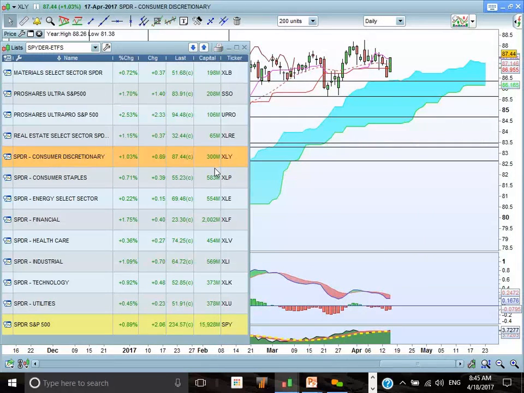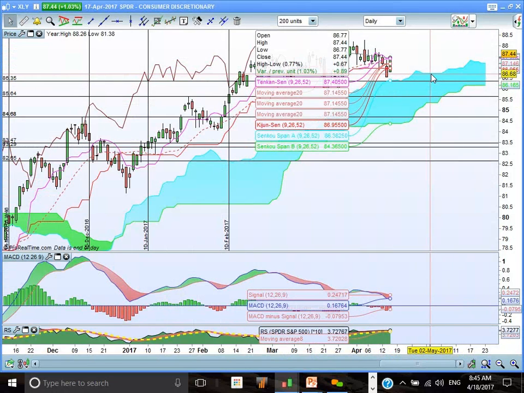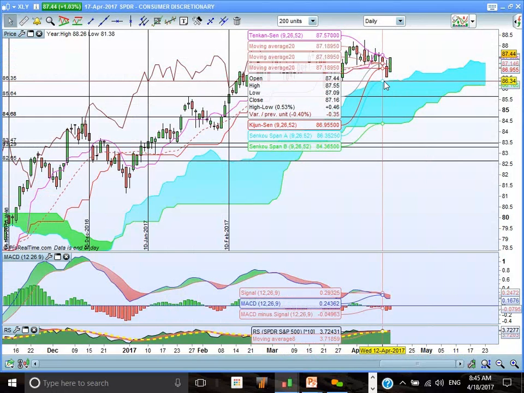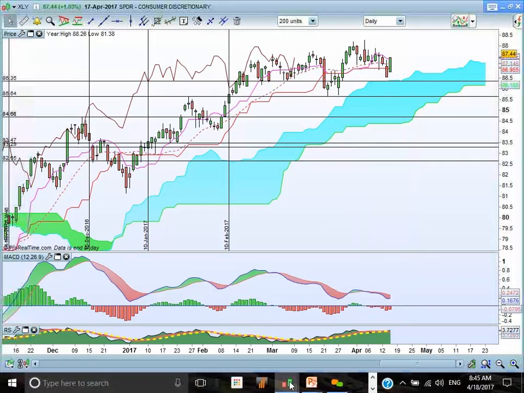Consumer discretionary, XLY ETF, remains in a sideways, range-bound price movement. We're looking at support here, bouncing off the top end of the cloud. We can see 86.68 is a key support zone, as well as the bottom at 86.34. So it's moving sideways within this trading range and looking to rebound from the top end of the cloud here. Still not had a strong MACD buy signal, so there is still downside risk towards this 86.38 zone.